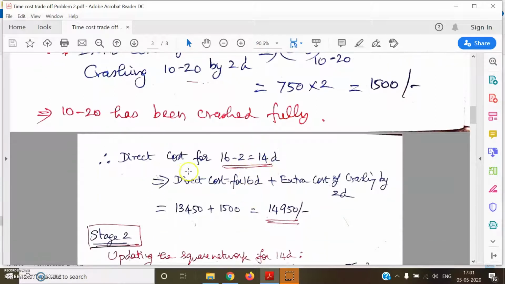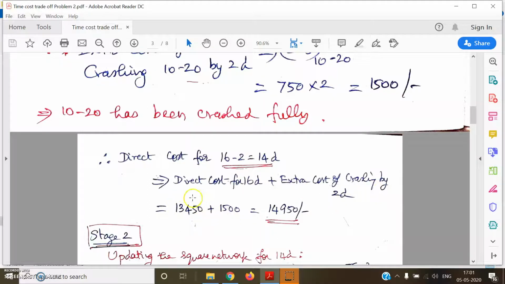Now, what is the direct cost associated with this 14 days of completion? It is going to be the direct cost for 16 days, which was originally calculated, plus the extra cost of crashing this project by 2 days, or crashing this activity by 2 days. That is how we have to calculate the direct cost for this 14 days of completion.